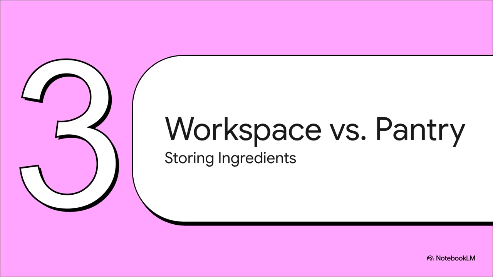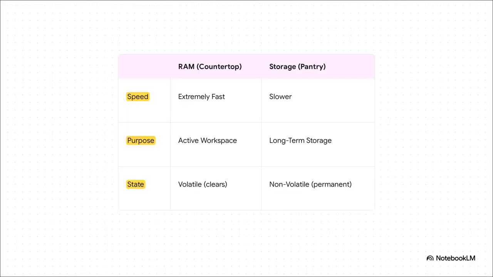Okay, so our chef has the recipe, and they know the three-step process. But what about the ingredients? Where does it get all the stuff it needs to cook with? Well, any good chef needs two things: a workspace right in front of them for what they're doing now, and a bigger pantry for all their supplies, right? And that is the perfect way to think about the difference between RAM and storage.